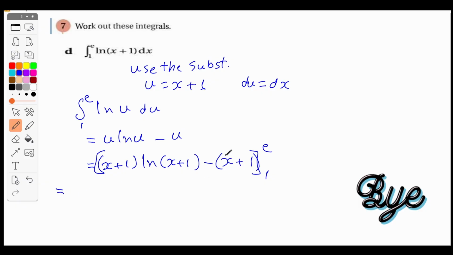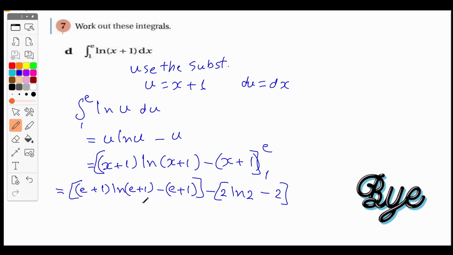Now we just need to plug in. We need to plug in e first. So for each x, plug in e. It will be e plus 1 times ln of e plus 1, minus e plus 1, instead of x plus 1. So this is the first part. Minus. Now let's plug in 1. 1 plus 1 is 2. 2 ln of 1 plus 1, which is 2, minus 1 plus 1, which is 2.